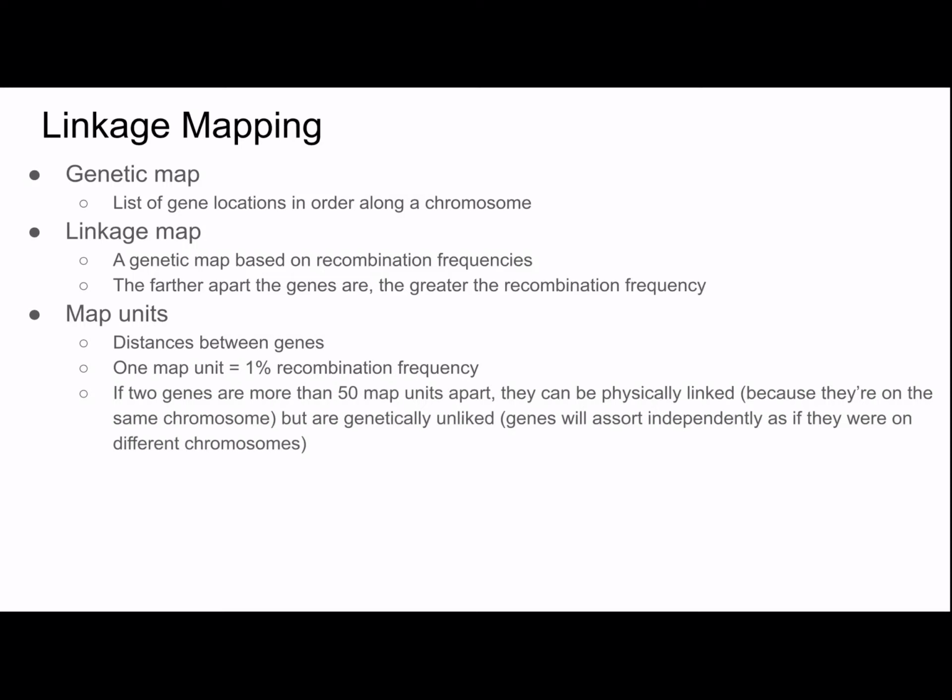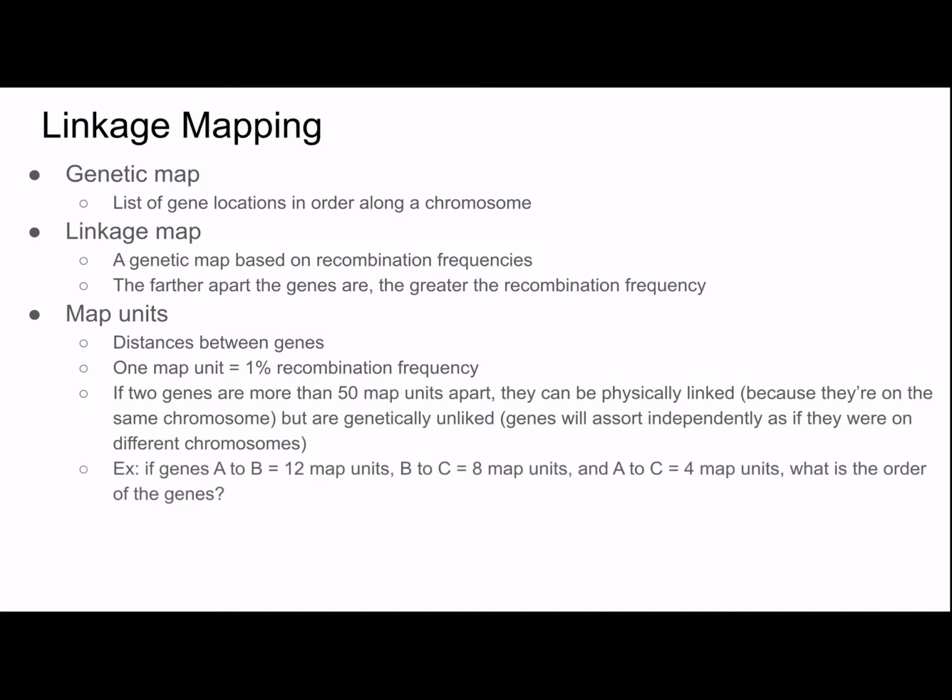So again, as we said in the last slide, if the recombination frequency is 50% or higher, they're not linked. If it's lower than 50%, they're probably linked. Let's do an example with the map.